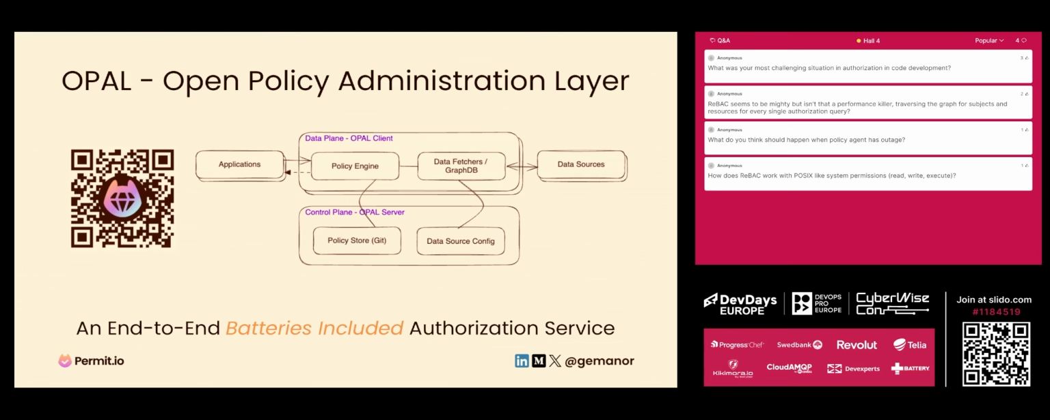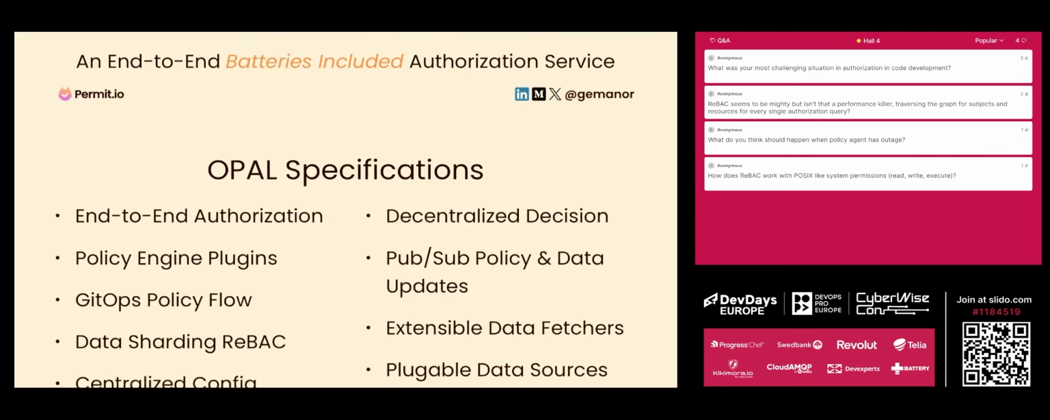So Open Policy Administration Layer, or OPAL, is an end-to-end authorization service that, based on a policy engine, can work with OPA, and you can work with AWS Cedar in it. It helps you implement, with one Docker compose file, a whole authorization system, again based on a policy engine. We are going to support OpenFGA soon. Today we support only OPA and Cedar. But this is a great start if you want an end-to-end authorization service.